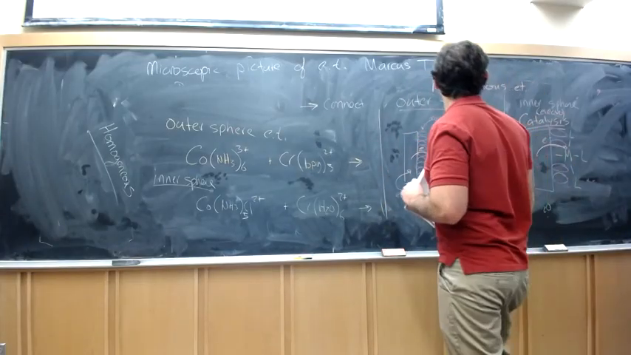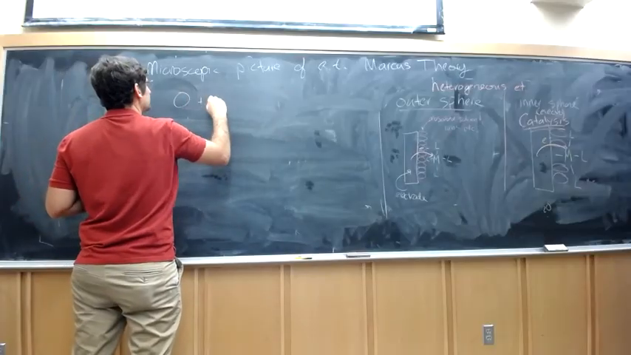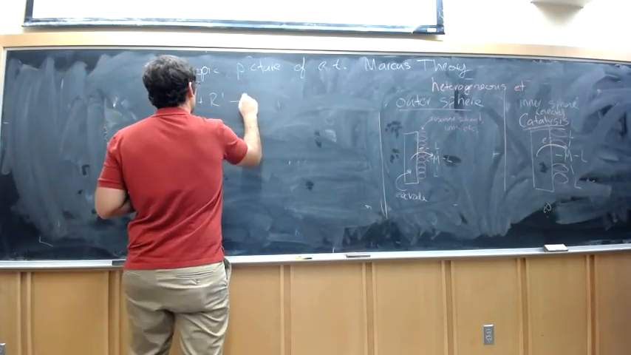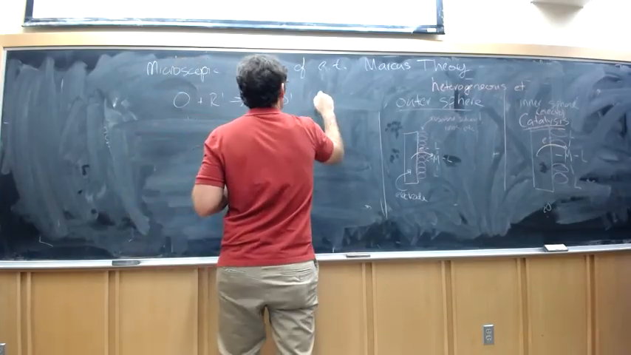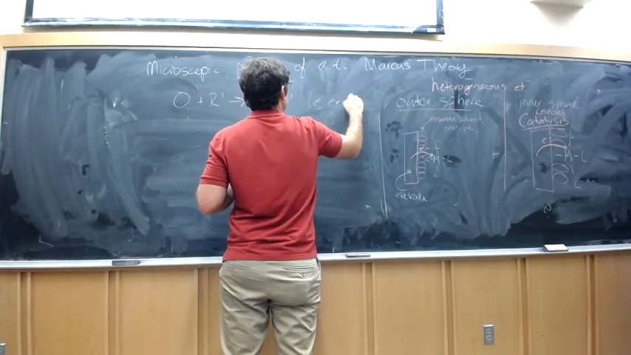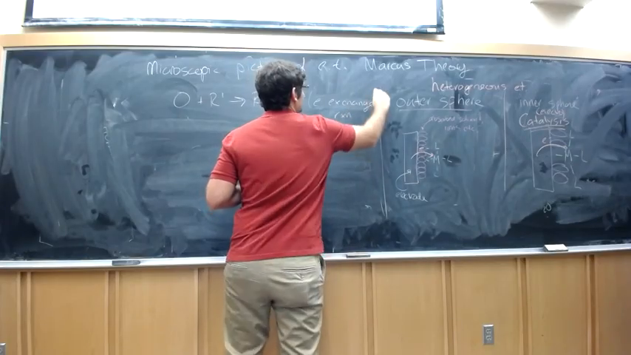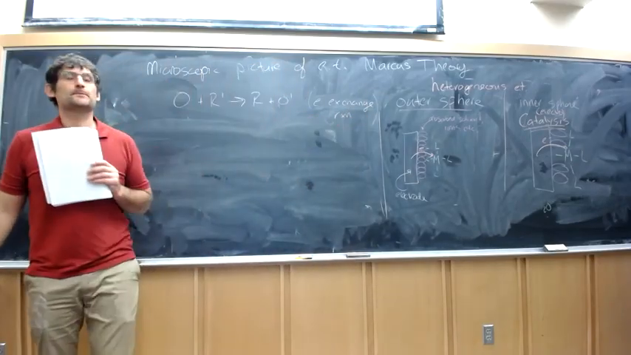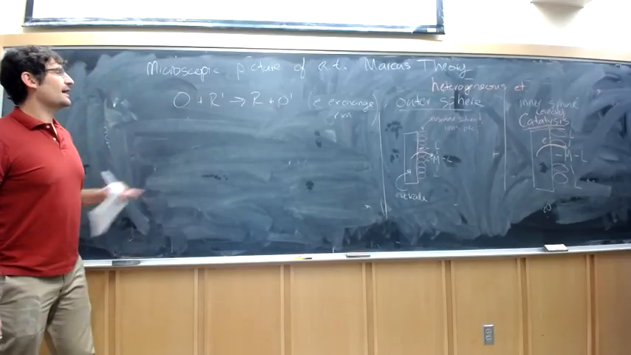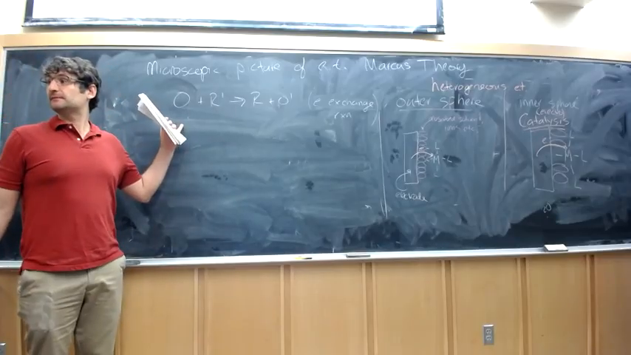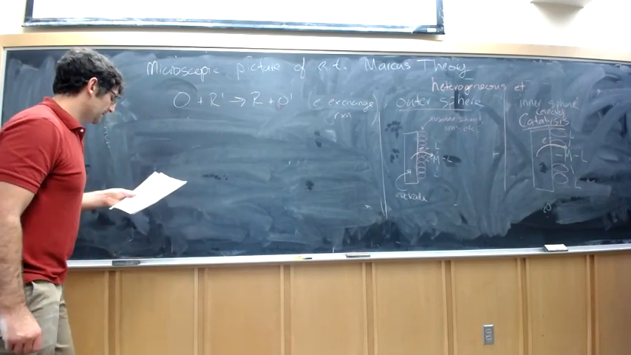Electron transfer. So consider this: O plus R prime goes to R plus O prime. So this is an electron exchange reaction. Right? So this is an electron exchange reaction. It's a homogeneous reaction, right? There are no electrons and electrodes involved.